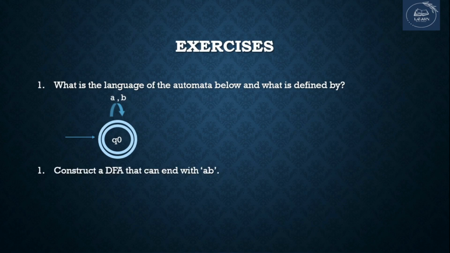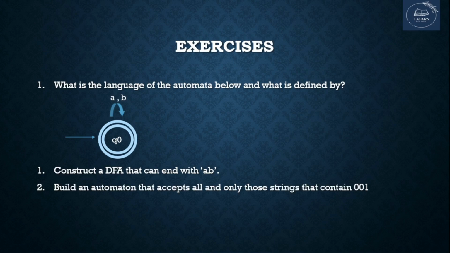Then the next question is to construct a DFA that can end with what? AB. So our main focus is the DFA should only end with what? With AB. So I hope you can do that. And also the other question is for you to build an automata that accepts all and only those strings that contain what? 001. Now in this case, the automata should only contain what? 001. So in our next video, when we are talking about NFAs, we'll be looking at answers to these exercises, then continuation of the next type of the automata, which is the NFA.